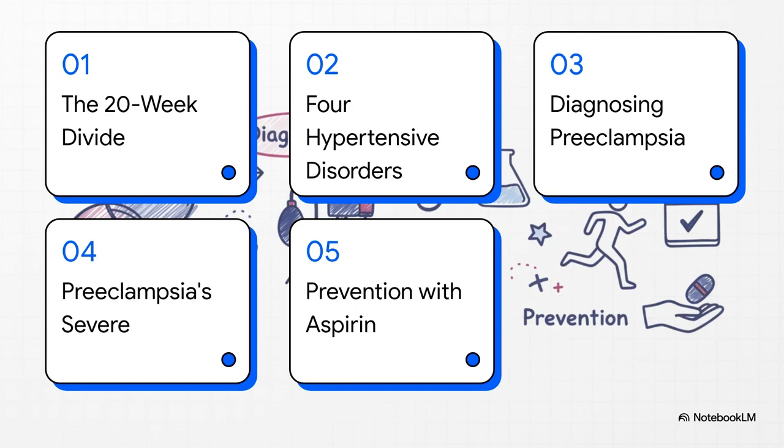We're going to start with the single most important concept, that 20-week timeline. Then we'll use that to build our differential for the four main disorders. After that, we'll master how to diagnose preeclampsia with the new rules, learn to spot those critical red flags, and then wrap it all up with how we can actually prevent it in the first place.